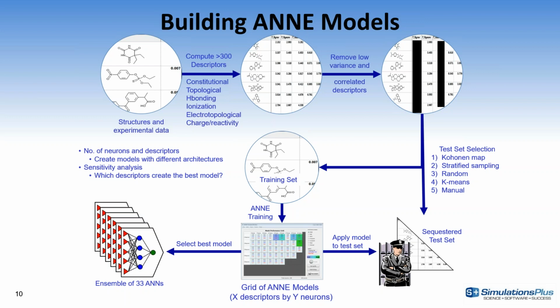So once the descriptors are calculated, you basically have an array where the rows are the molecules. You're going to have a column with your biological activity or your endpoint, and then various descriptors. Again, we have over 300 descriptors. Then this is the kind of pre-filtering of the descriptors. So the first thing we would do is remove low variance and correlated descriptors.